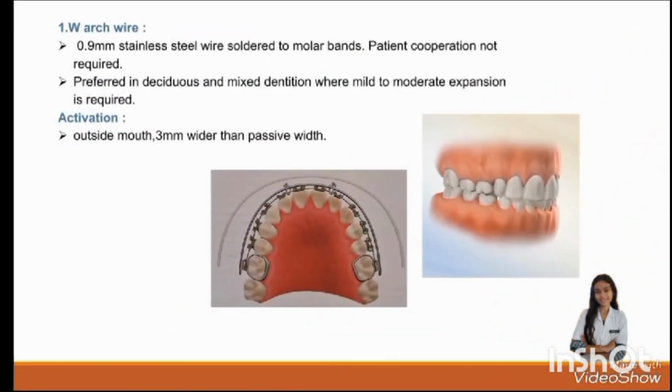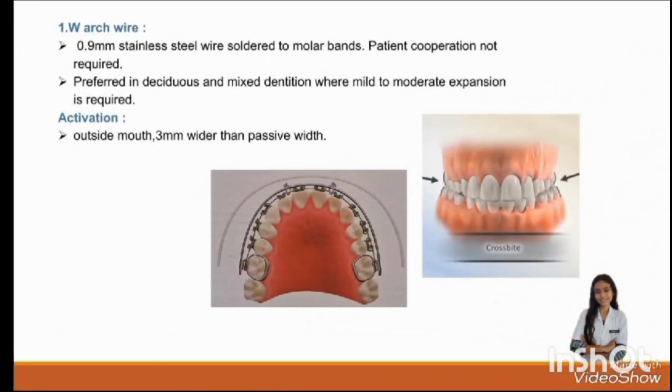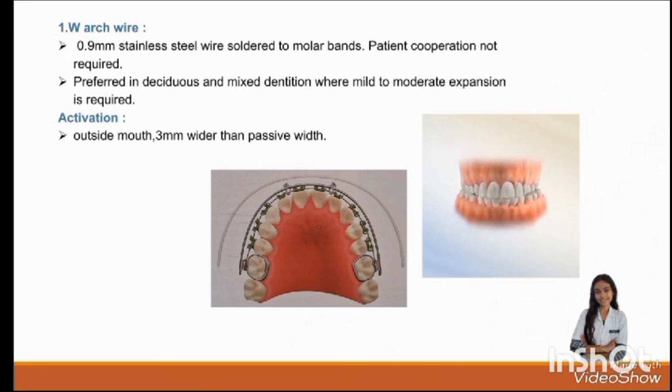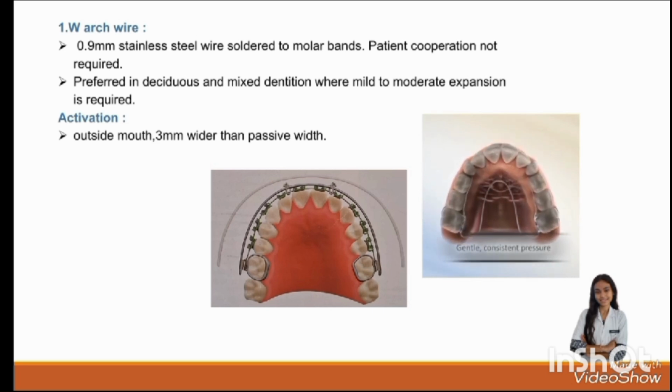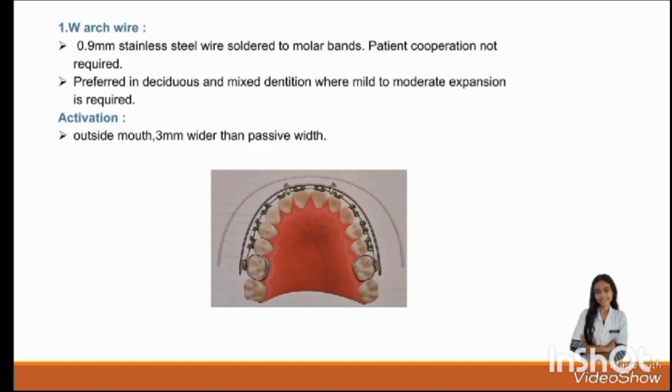W arch wire: 0.9 mm stainless steel wire soldered to molar bands. Patient cooperation is not required. Preferred in deciduous and mixed dentition where mild to moderate expansion is required. Activation is done outside the mouth, 3 mm wider than the passive width.